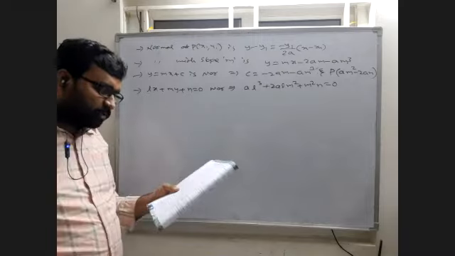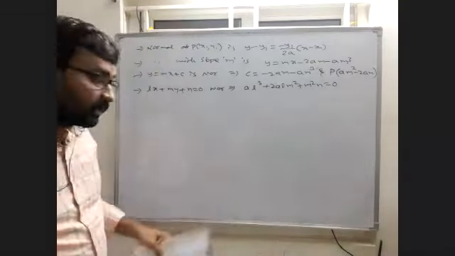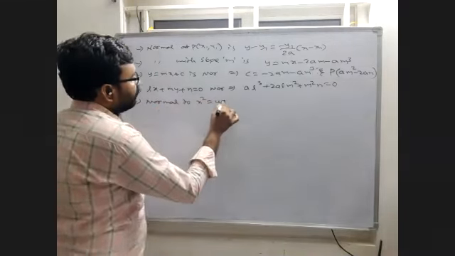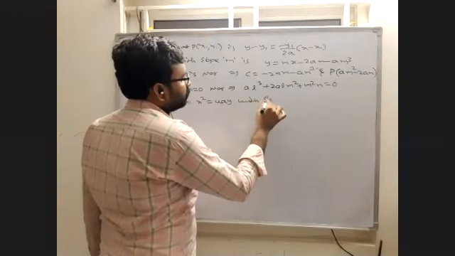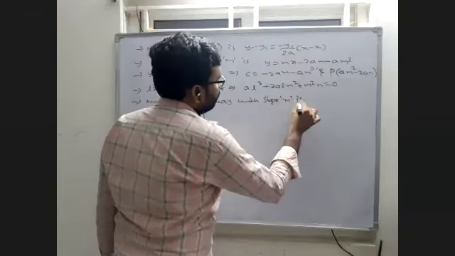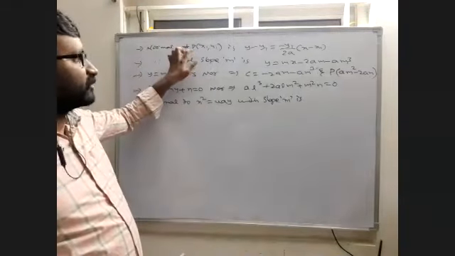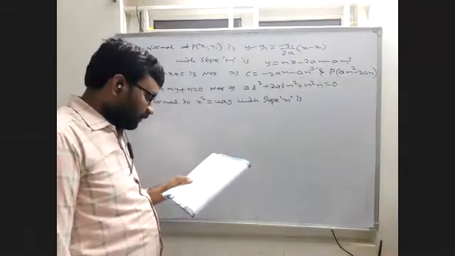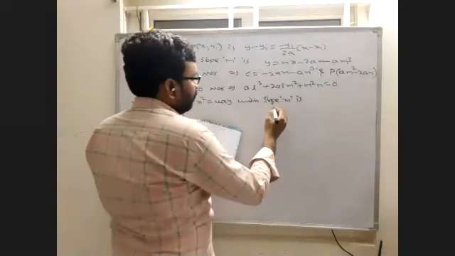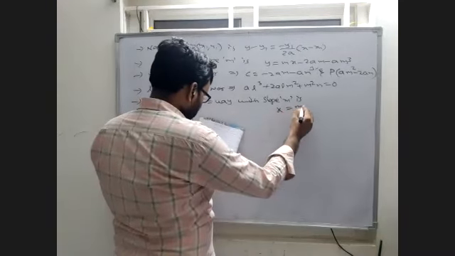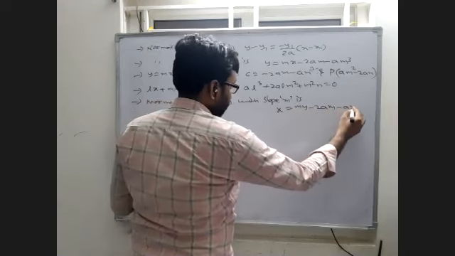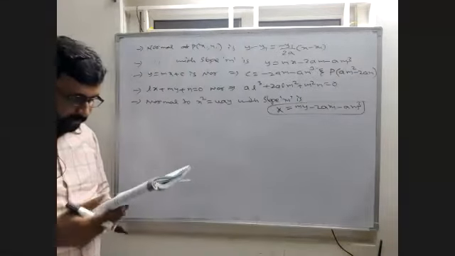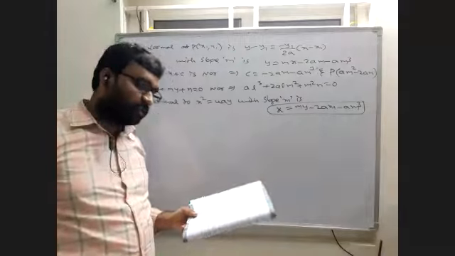Next, if the equation of normal to the parabola x square equal to 4ay with slope m is, this is a different standard form, y square equal to 4ax kindha. Suppose x square equal to 4ay, then what is the condition for normal for x square equal to 4ay? That is the normal equation. x is equal to my minus 2am minus am cube is the equation of the normal to this parabola with slope m.